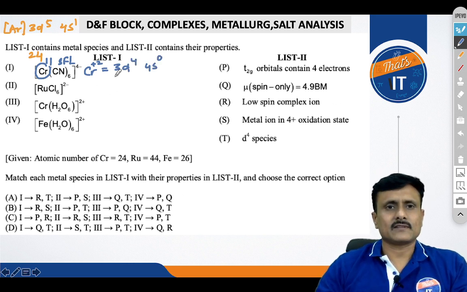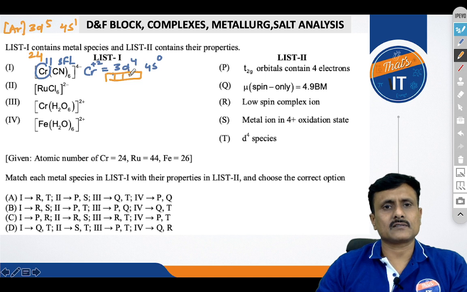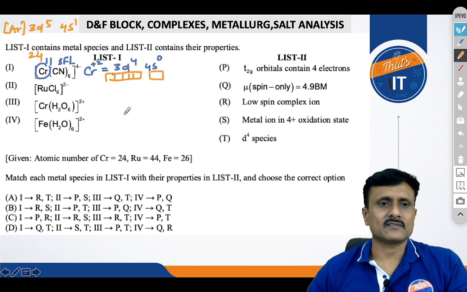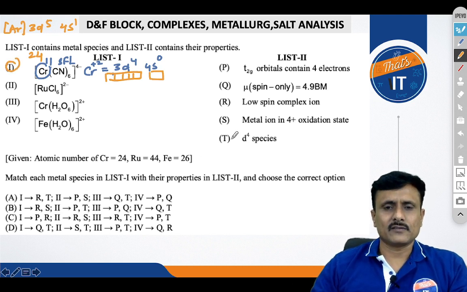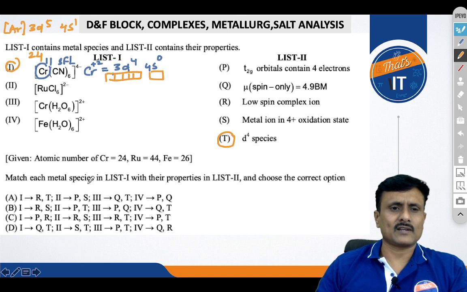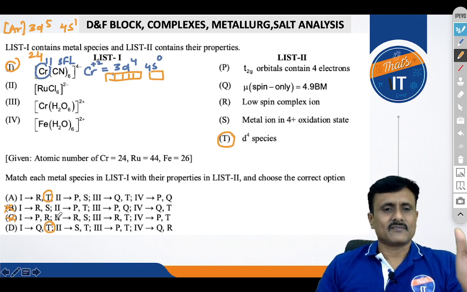Isn't it? Now you can see that over here the d4 configuration is there. So you can see that 1 is having what? t2g4 configuration. So 1 is having linkage with T. So I will rule out B and C because 1 is having the linkage with T. Then I will check only the other options.